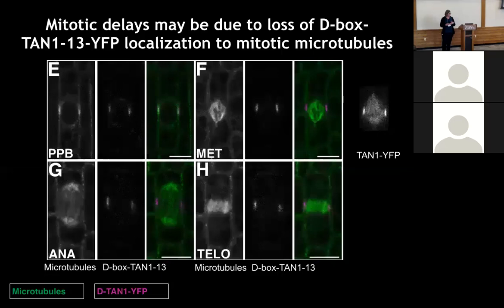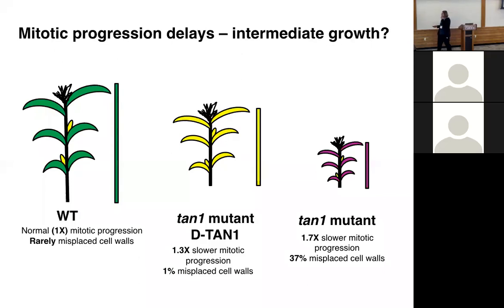So, of course, our simple-minded hypothesis here was that we've lost this hazy low accumulation just because there isn't enough protein, right? There just isn't enough protein to go around. So it's targeted to the division site, but there isn't enough of it to go to the mitotic arrays. So our hypothesis was, okay, we have this mutant that has a 1.3 times slower mitotic progression delay, and very minor defects in division plane orientation.